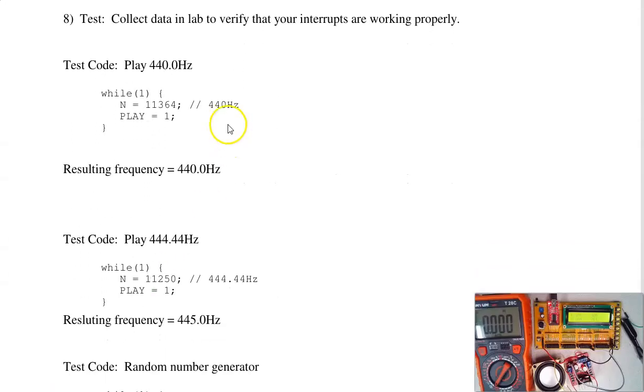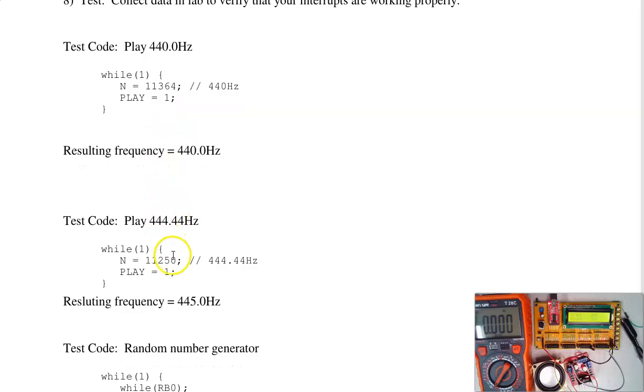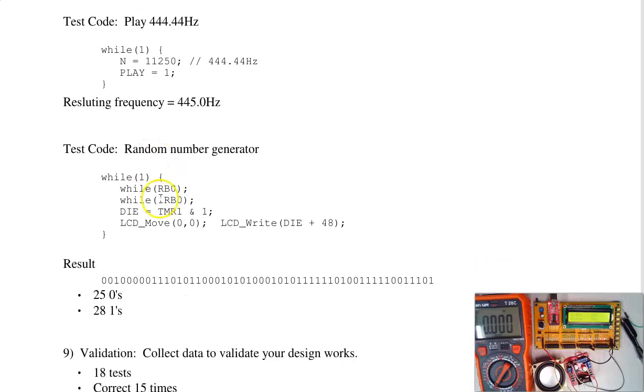To test it, I'll write some test routines. This will always play 440 Hertz. This will always play 444 Hertz. Measure the frequency, and it comes in as 440, 444. You can see that on the meter here. Check my random number generator. Every time I flip a coin, I'll print out the answer. Here's the ones and zeros. There are 25 zeros, 28 ones. From a chi-square test, that's basically a coin toss. No pattern apparent.